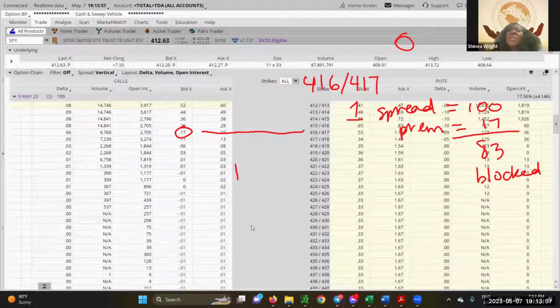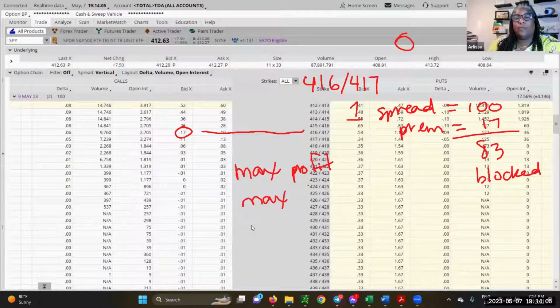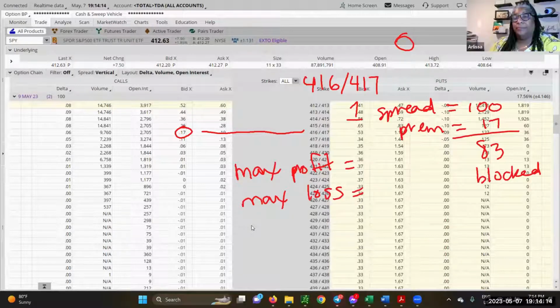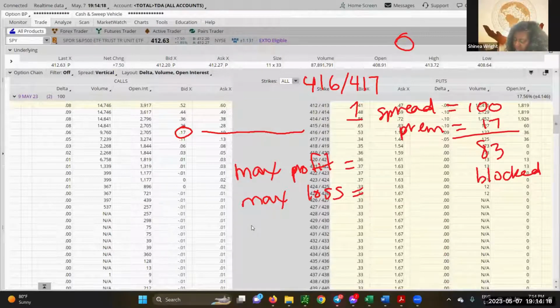What is it? The 100 plus 17? I don't know. Oh, over here. What's our max profit and what is our max loss? Wait, is it the 80? No, 83. Max loss is the 83.